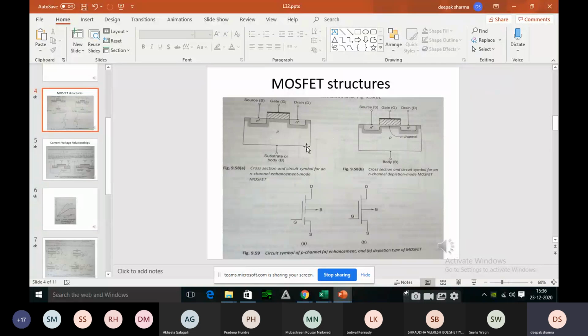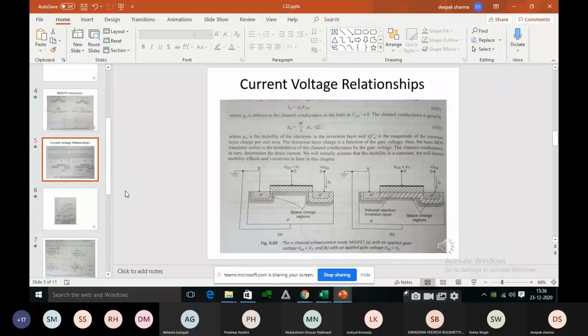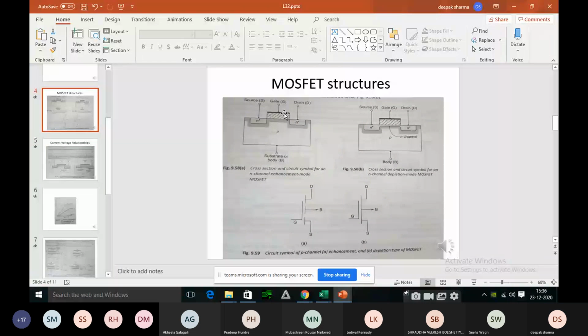So these diagrams you can draw, starting from here. How is the MOSFET constructed? Again, take the pure semiconductor, dope it with the p-type material. At the two ends you dope it with the n-type material, correct? In the center you apply oxide, and above that you metallize and call it the gate. Three terminals will be there: source, drain, and gate. The fourth terminal is the substrate or body, right?